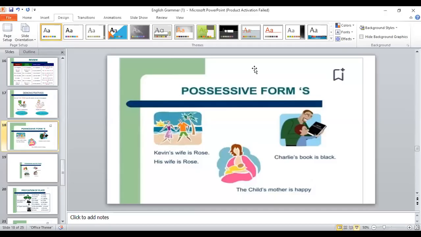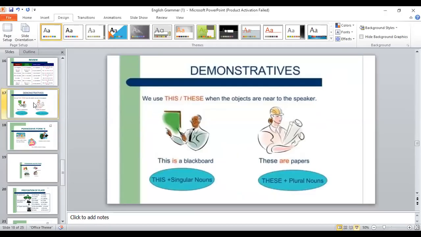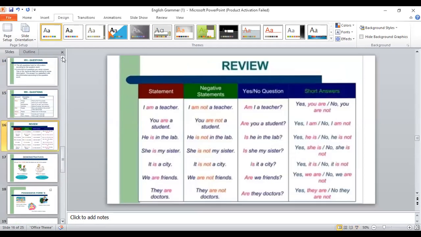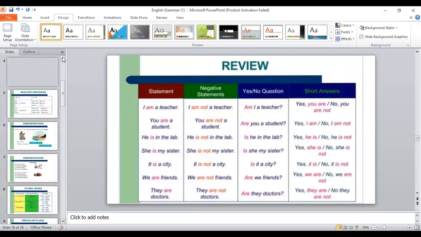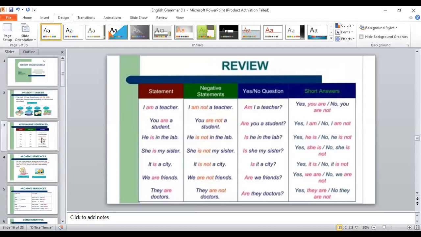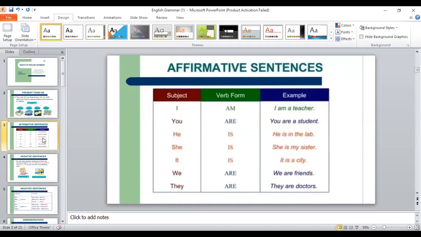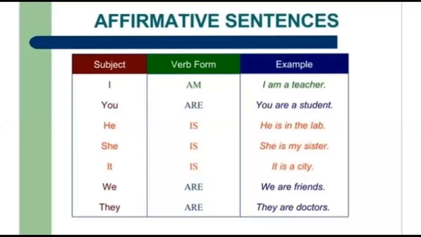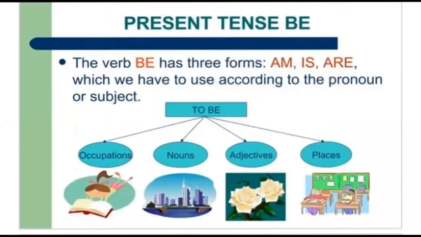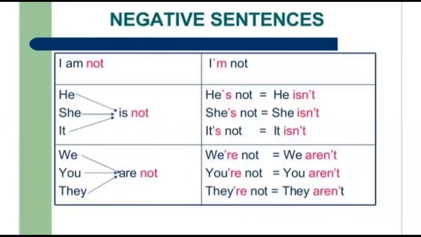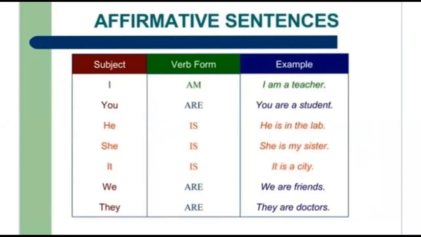Just a minute, ma'am. What happened to it? The next one is, I think, the affirmative sentences. Third. Okay. Affirmative sentences. Is there any slide before this? Let me check. No, present tense. Then affirmative, negative. Okay.